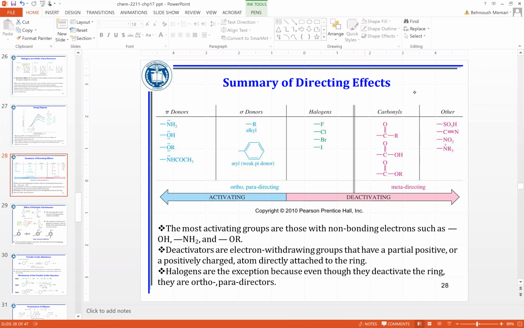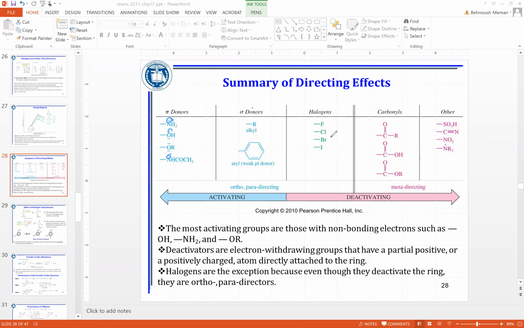Electron donor groups, like alkyl groups or phenyl groups, and then pi donors. Those are the elements that have a pair of unshared electrons on the element directly attached. There is no plus charge, but you have a pair of unshared electrons. It can donate electrons, so they are called pi donors. Then you have sigma donors. These are electron donor groups. And then you have halogens, which are like exceptions. They are deactivating, but they are ortho-para directors.